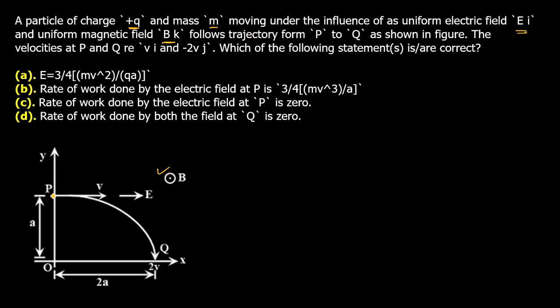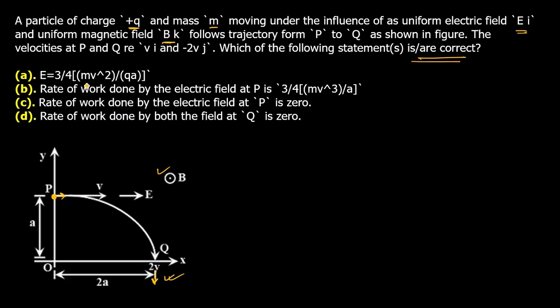The particle is thrown from point P and follows the trajectory PQ, and comes out of this region with a velocity of 2v in this direction. So it is injected in this field with a velocity of v, and finally it comes out with velocity 2v along the x-axis direction. Now, which of the following statements are correct? You are asked to calculate which statements are correct.